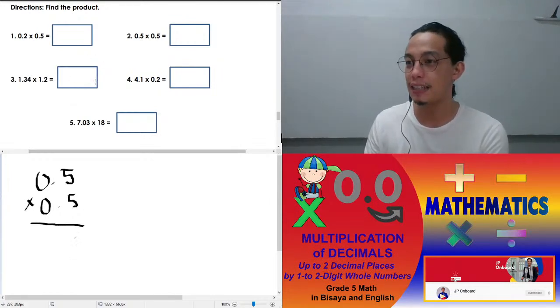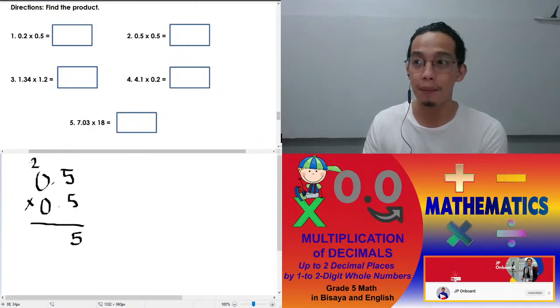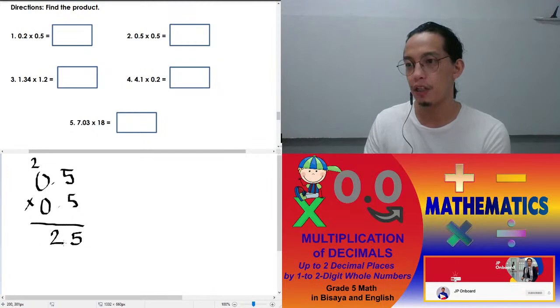So 0.5 times 0.5. 5 times 5 is 25. So let's put the 5 here and the 2 above, carry the 2. 5 times 0 is 0 plus 2 is 2. And then, is that right?